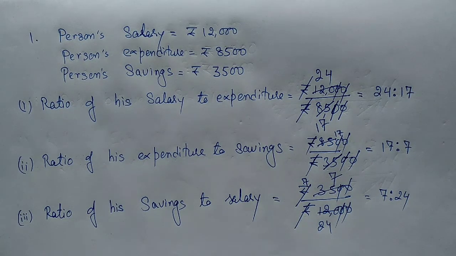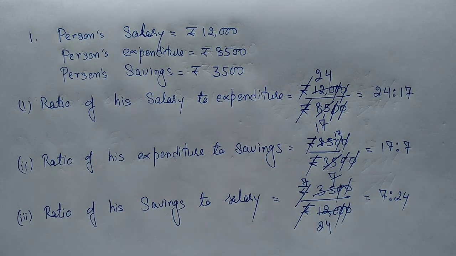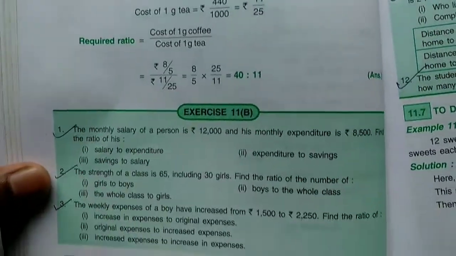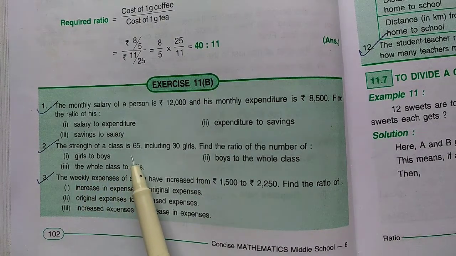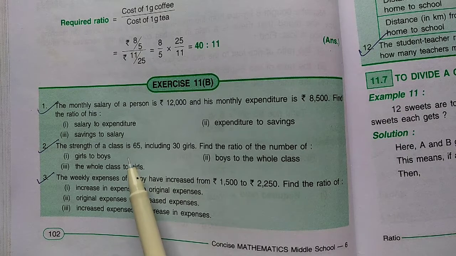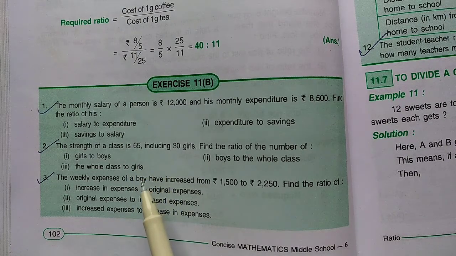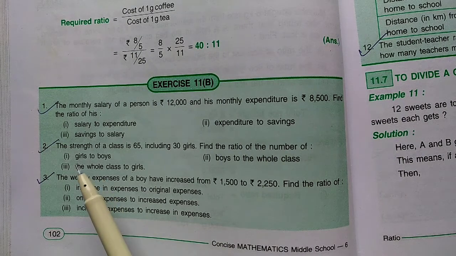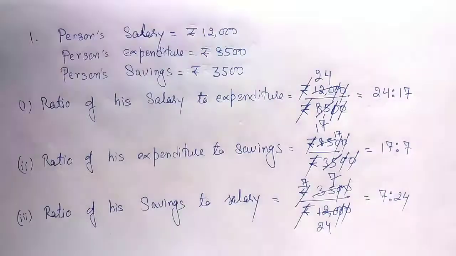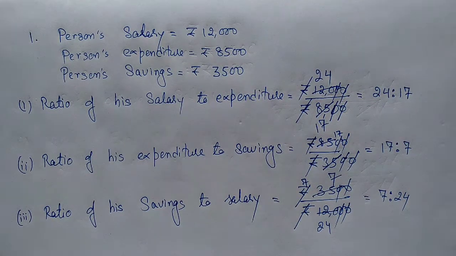This is how we are supposed to do number 1. So let us go to the next question, which is number 2. The strength of a class is 65. That means the total number of students is 65, including 30 girls. Find the ratio of the number of girls to boys, boys to the whole class, and whole class to the girls. That means in my given things, in my first statement, I should write number of girls, number of boys, and whole class, right? So let us start. If you can do it, please pause the video and try to do it. I am doing it here.